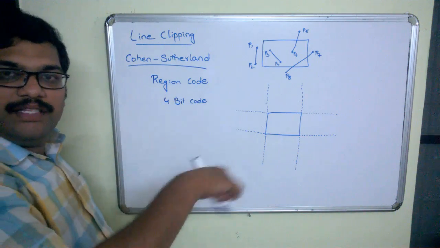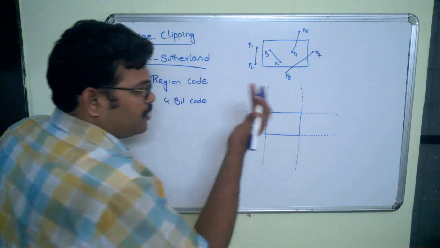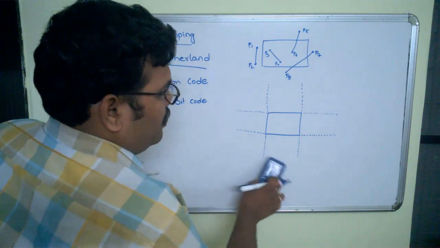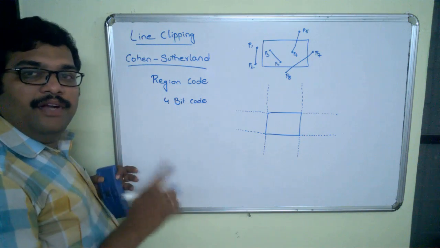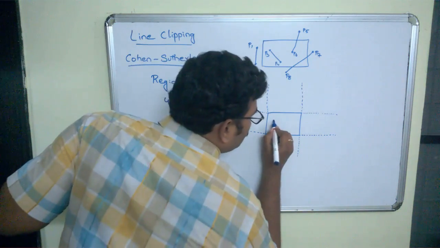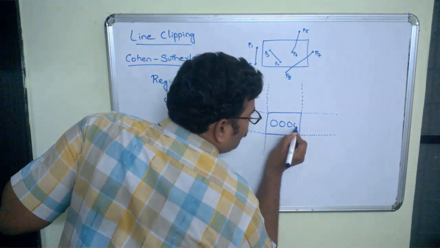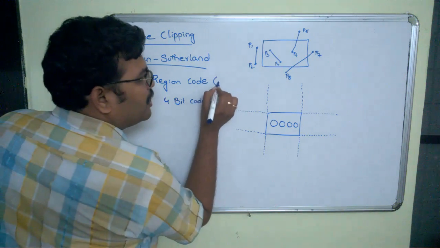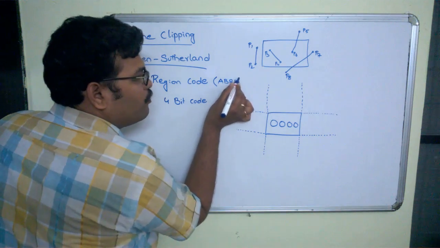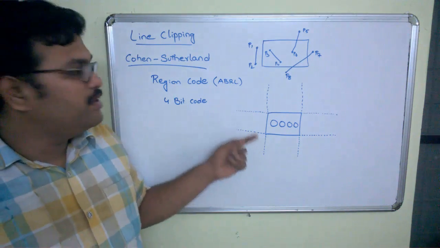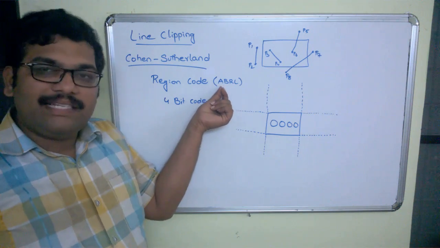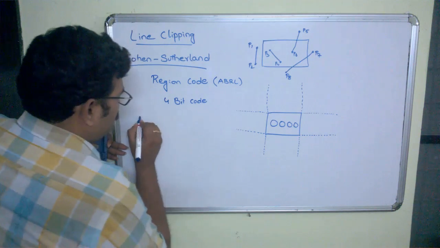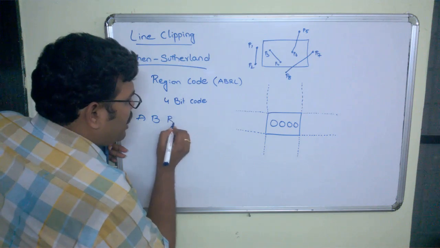So this is the window and these are all the neighbors. As I said, we have to fill the region codes for these neighbors. Initially, in the window, this 4-bit code is all zeros. And for the region code we can use ABRL. So we can fill these regions by using this ABRL code. A is above, B is below, R is right, L is left.